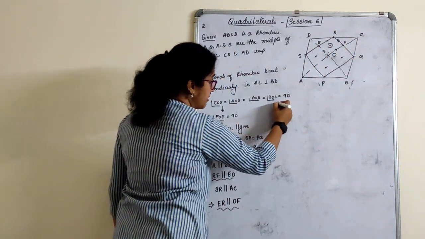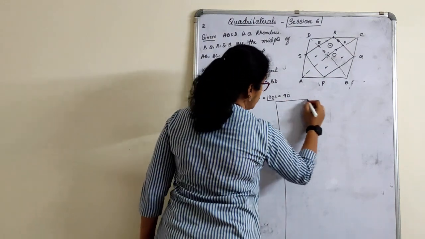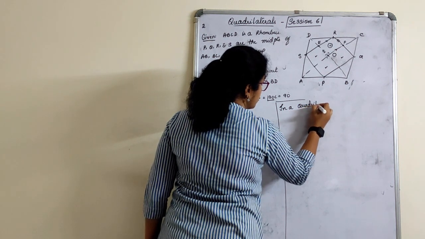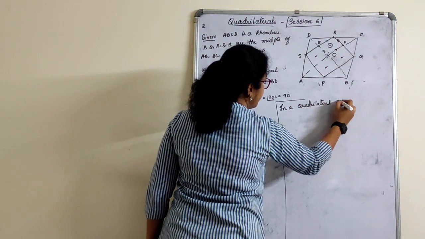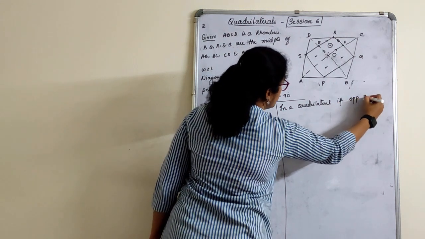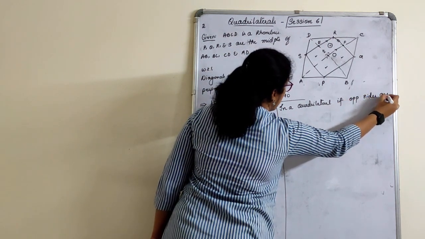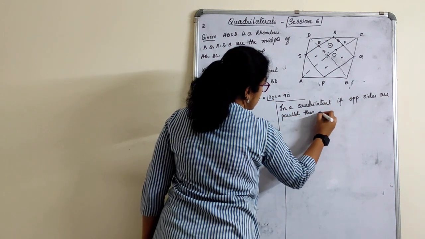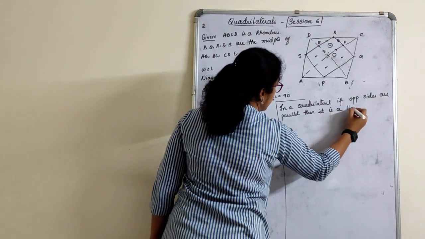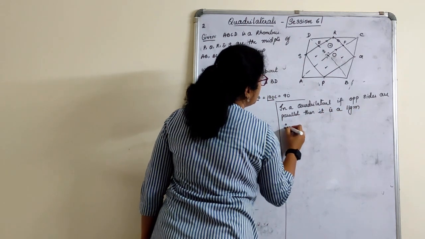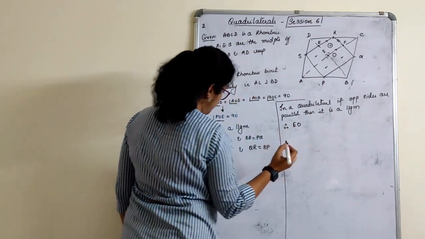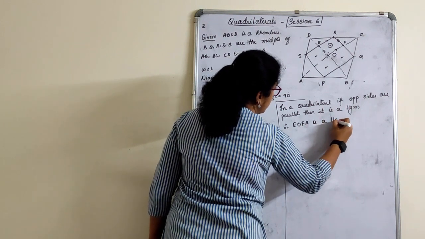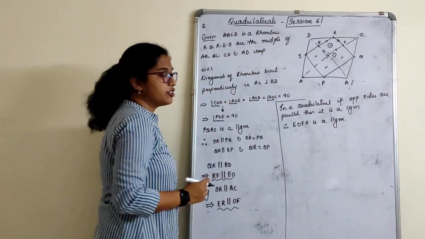What statement? I'll write here, children. What should be your statement? In a quadrilateral, if opposite sides are parallel, then it is a parallelogram. Therefore, EOFR is a parallelogram.